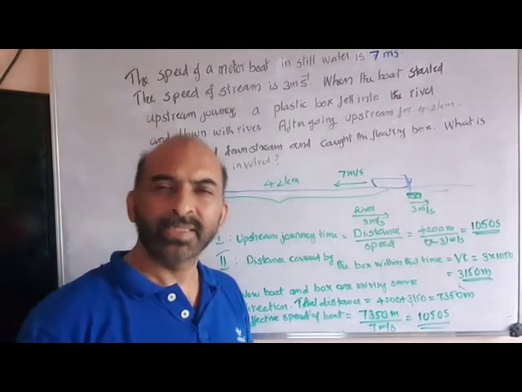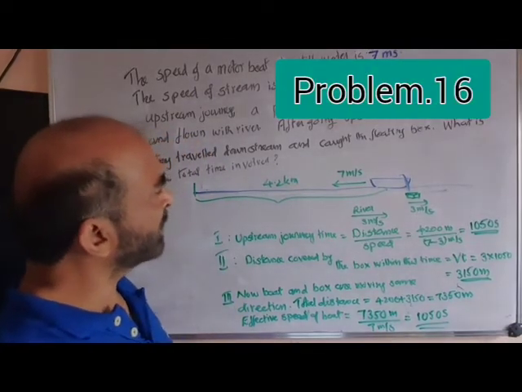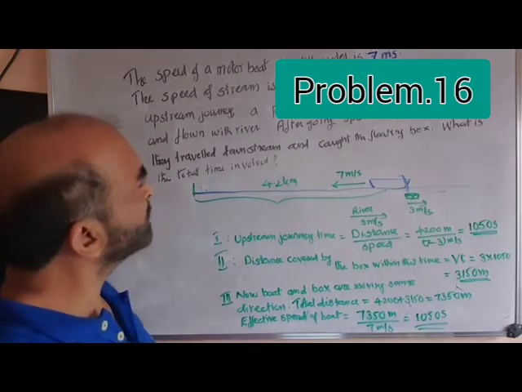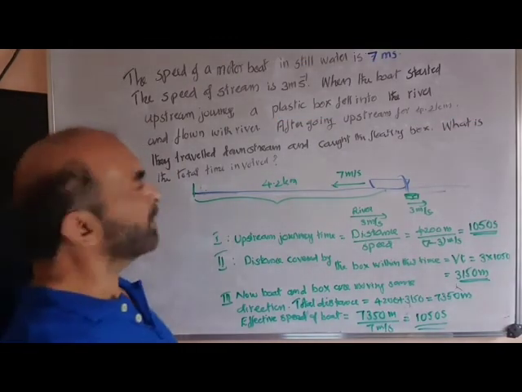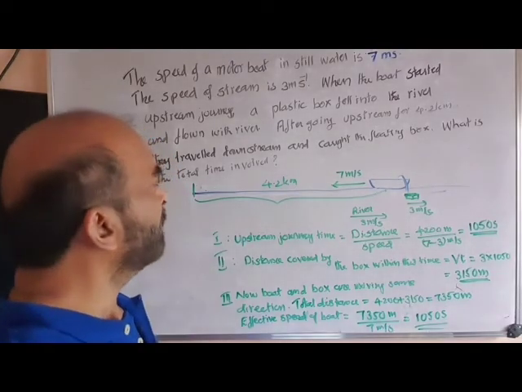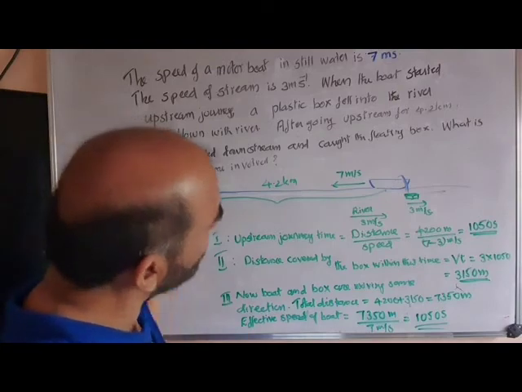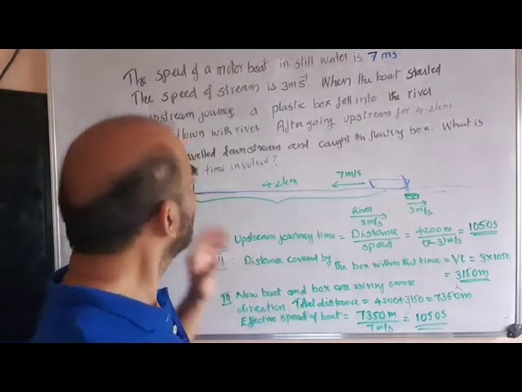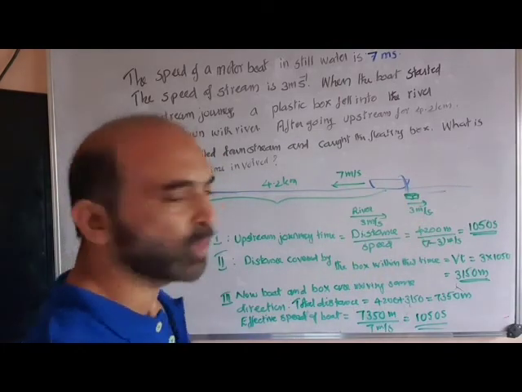Hi. This is our last problem. The speed of a motorboat in still water is 7 meters per second. The speed of the stream is 3 meters per second. When the boat started its upstream journey, a plastic box fell into the river and flowed with the river. After going upstream for 4.2 kilometers, they traveled down the stream and caught the floating box. What is the total time involved?